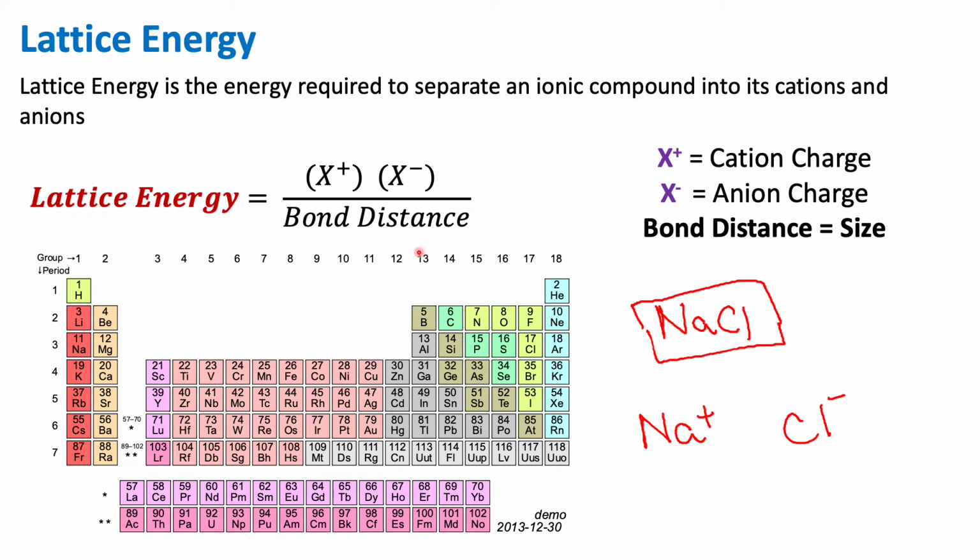Now, to make bond distance simpler in some questions, if you're not given the bond distance, it can be correlated to size. If we look at a periodic table, size increases going down and to the left of the periodic table. That means francium is going to be our largest element, whereas helium is going to be our smallest element. So as we go this way, the size is increasing, so our bond distance is also going to increase.